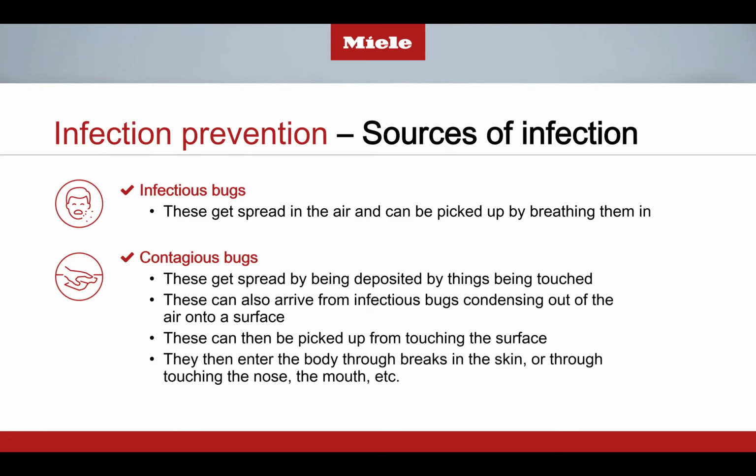So we then are concerned about these. The infectious bugs we breathe in. The contagious ones get into the body through breaks in the skin, through touching the nose, the mouth, and so forth. So generally, when we're looking at infection prevention, we've got to protect ourselves and people around us from both the infectious side of things and the contagious side of things. So how can we control these sources?